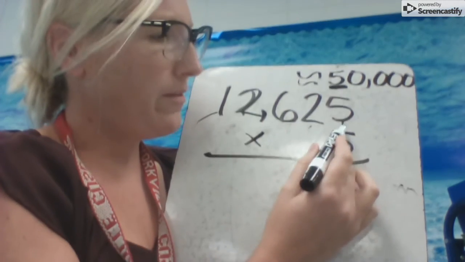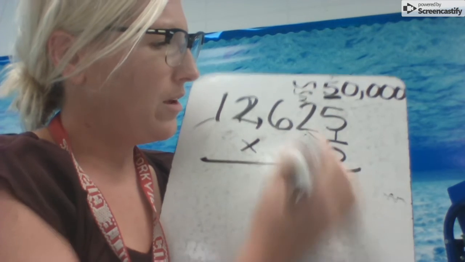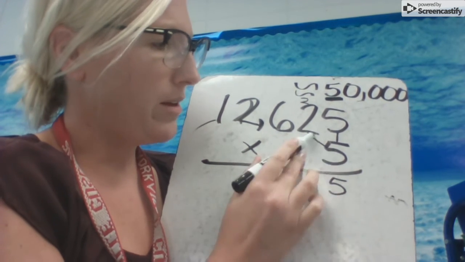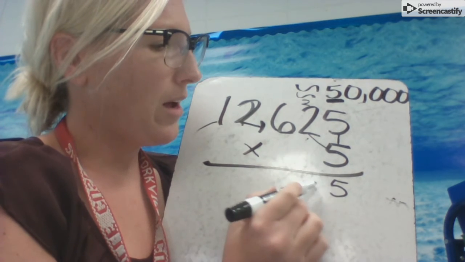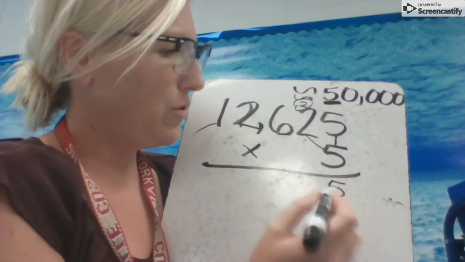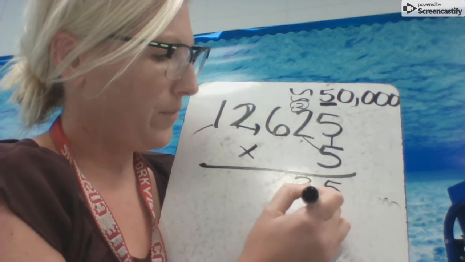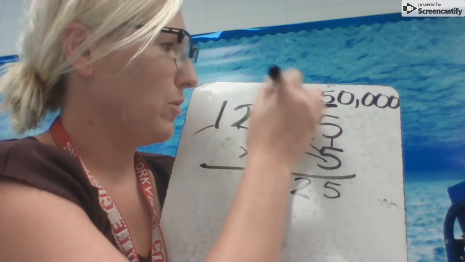5 times 5 is 25. Bring the 5 down, carry the 2. Now I'm going to multiply 5 by this. I'm kind of doing the same thing, but anything I get, I have to carry over. So 5 times 2 is 10, plus 2 more is 12. Bring the 2 down, carry the 1. 5 times 6 is 30, plus 1 more is 31.